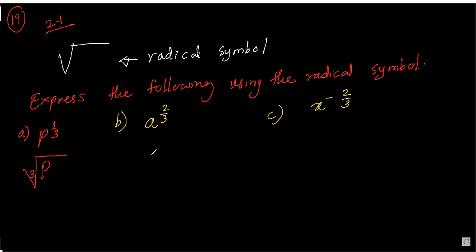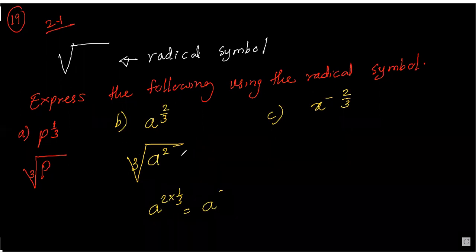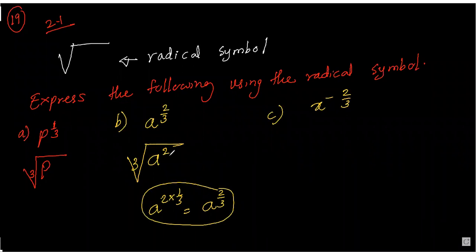Then how can we do this thing? A squared cubic root. It means when we are removing the bracket, a squared into 1/3. And we can write a to the power 2 times 1/3, 2 over 3, means this answer is coming. So we can write a squared cubic root. Can you understand this, Heshan?